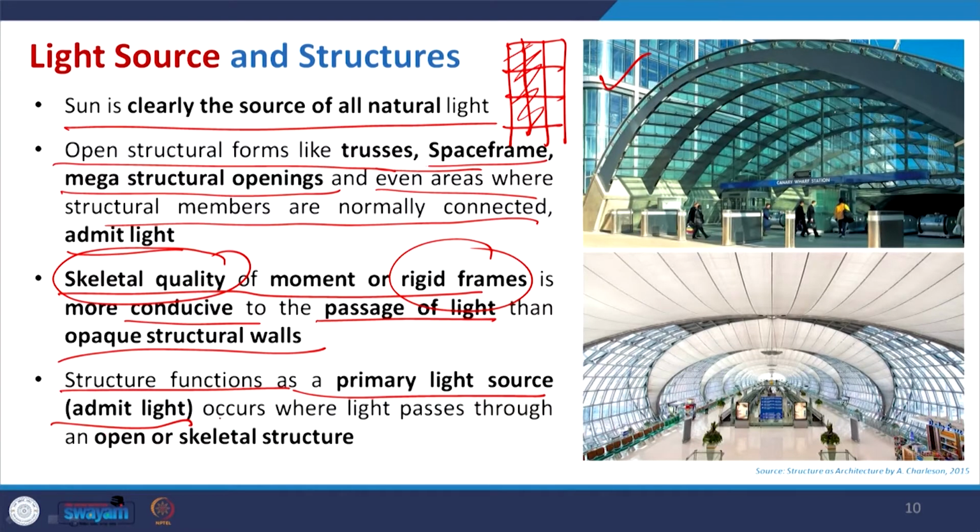Now, again the structural function as a primary light source, which will allow the passage of the light, occurs where the light passes through an open skeletal structure. So, it is better to have a skeleton structure like a space frame, or something with wall truss, something like this arch form, where the covering will be done with some glass material or transparent or translucent material. So, that will help to welcome the light.